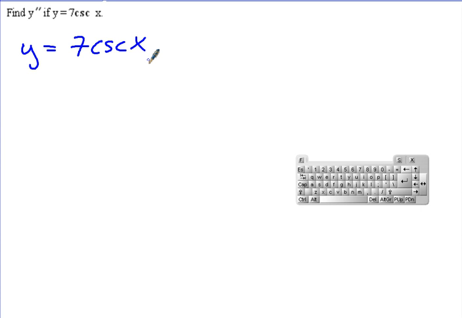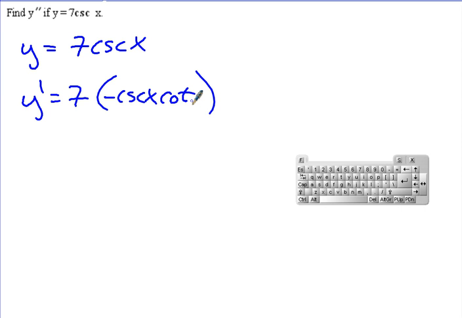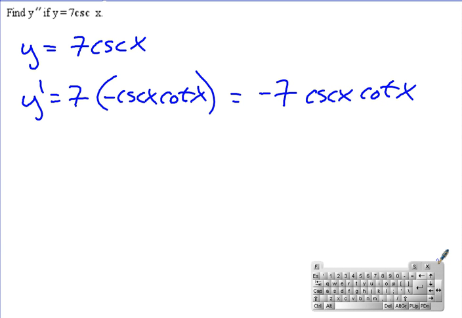Okay, so I've got to differentiate this, right? So what's y prime going to be then? Now, what do I do with the 7? Leave it. It's a constant. Leave it out front, right? So I've got y prime equals 7 times whatever I get from the derivative of cosecant. Negative cosecant x cotangent x. So that's negative 7 cosecant x cotangent x. So there's y single prime.